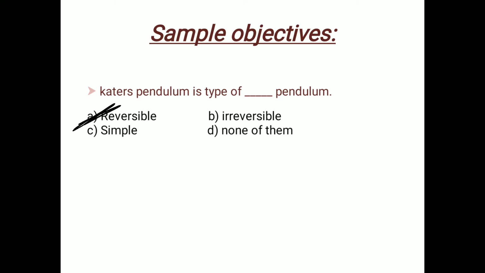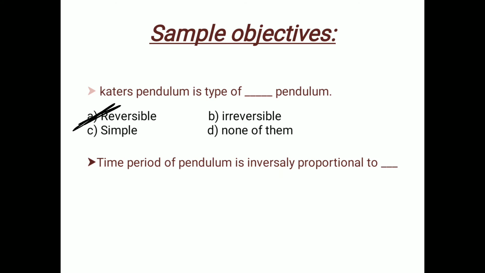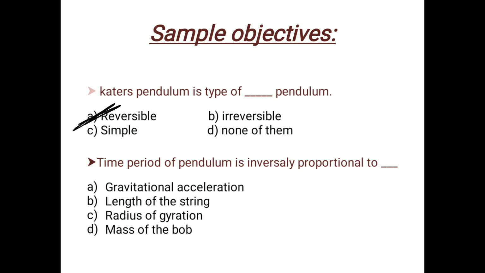Now see what the second question is. The time period of a pendulum, or period of oscillation of the pendulum, is inversely proportional to what? The options are: A, gravitational acceleration; B, length of the string; C, radius of gyration; and D, mass of the bob.